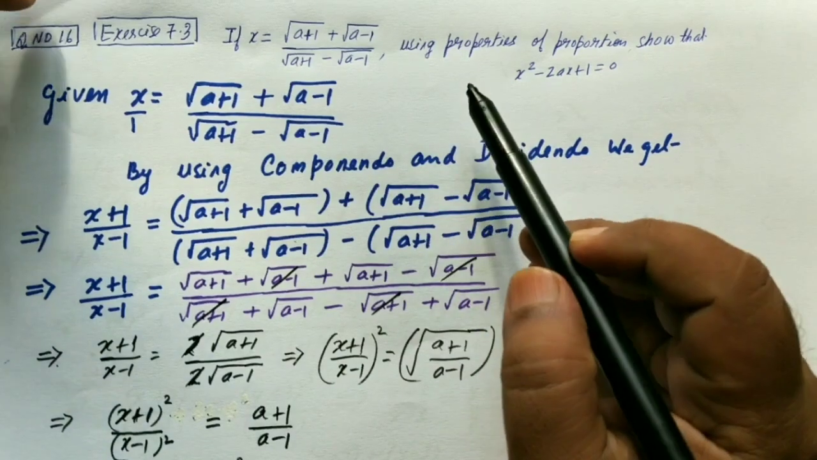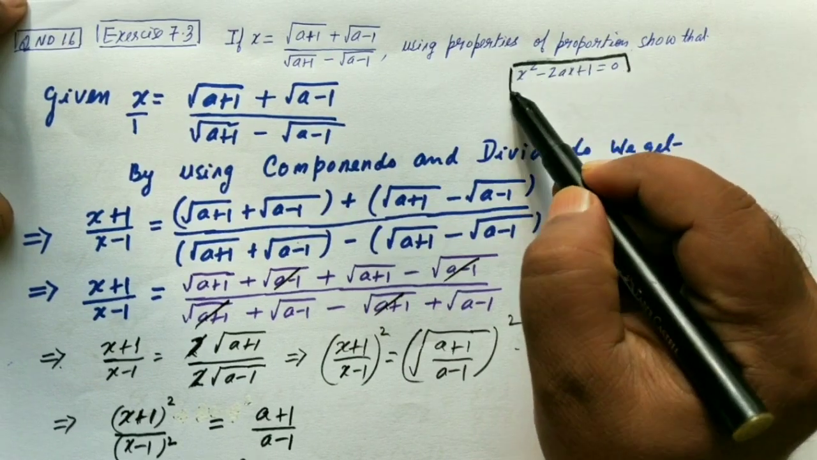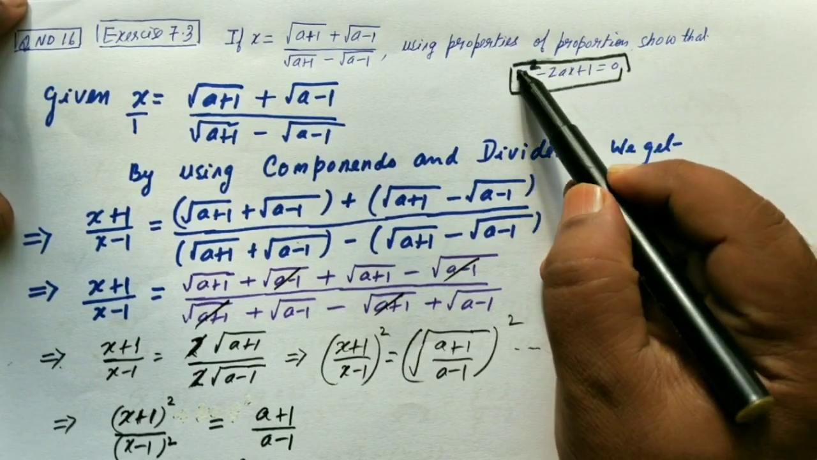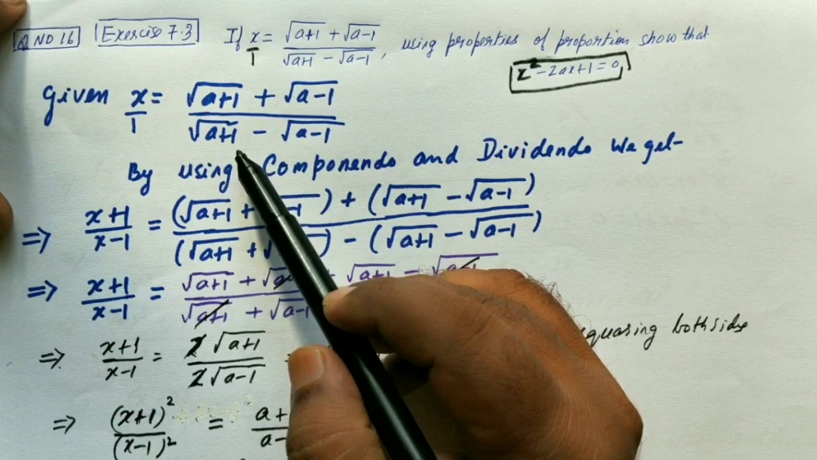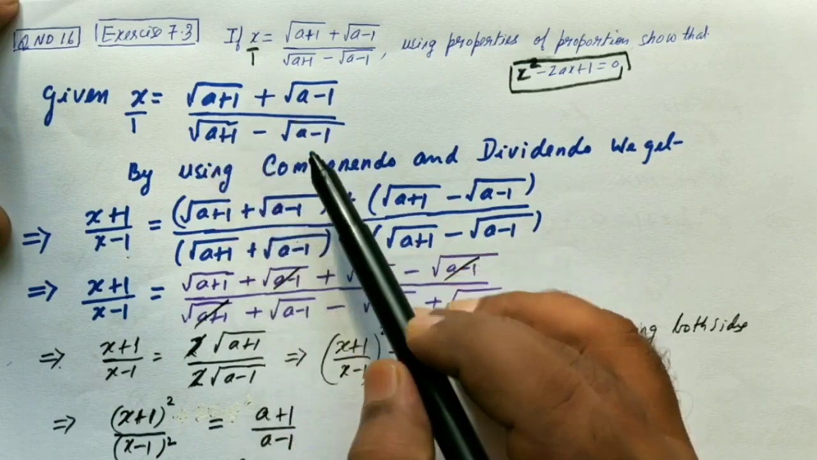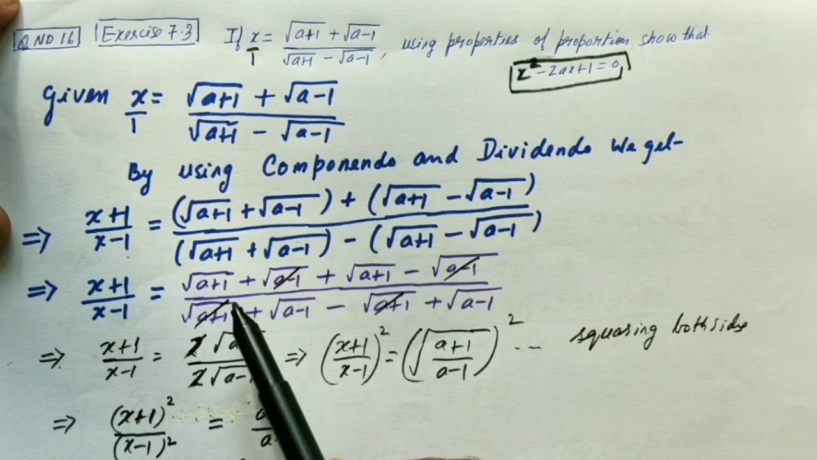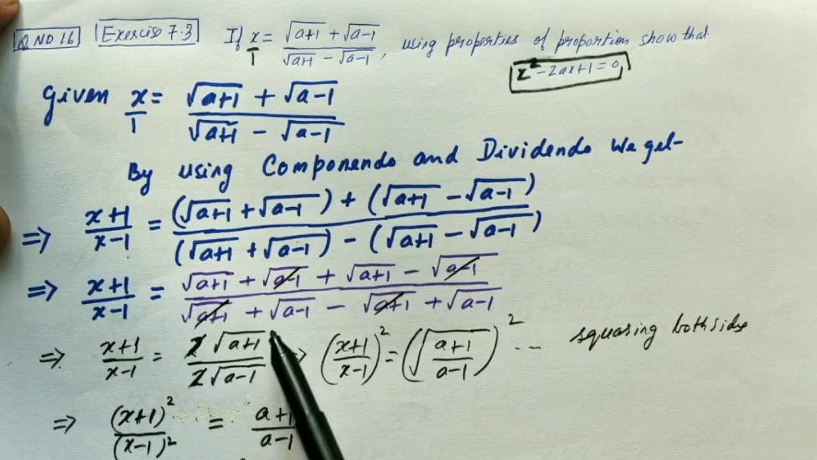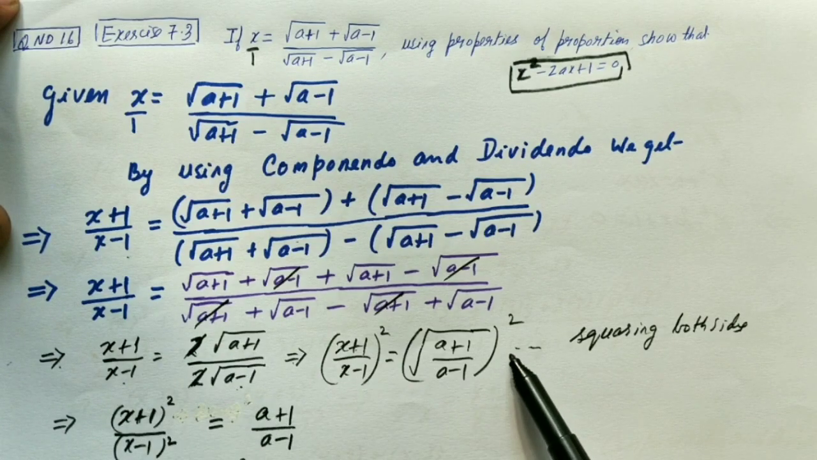So another question on properties of proportion. I have to prove this. So x means x by 1. Always remember. So I have to apply componendo dividendo. x plus 1 by x minus 1. Numerator plus denominator, numerator minus denominator. Here, after removing the bracket, I get 2 into root a plus 1 and 2 into root a minus 1. This gets cancelled. This becomes x plus 1 by x minus 1 and root a plus 1 by root a minus 1. So I have to square this. After squaring it, I get this.